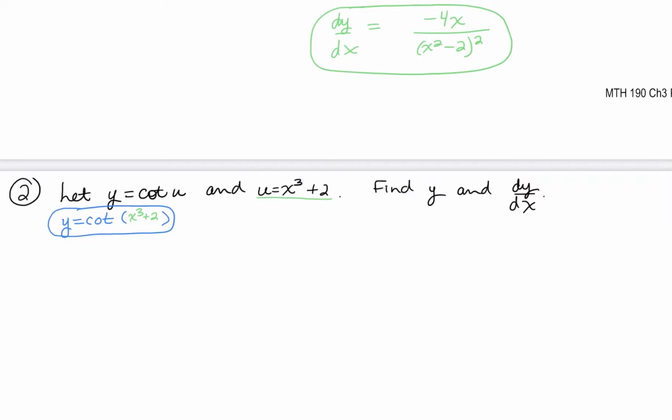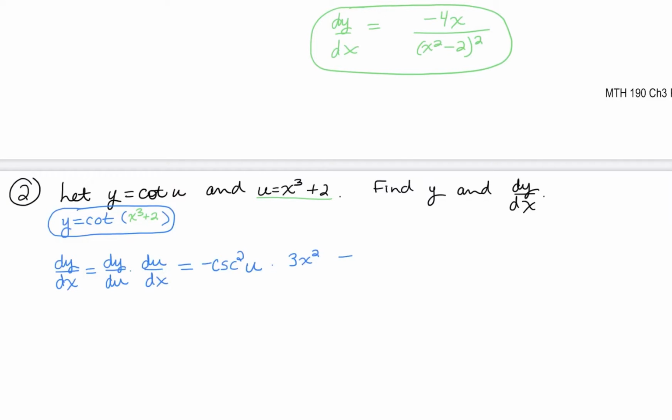Now, in finding dy dx, there's really two different ways you could think about it. If you go back to Leibniz notation, dy dx is equal to dy du times du dx. First we would take the derivative of y with respect to u, which is what you see here. So the derivative of cotangent of u would be negative cosecant squared u. Then I would multiply by the derivative of u with respect to x, which is what du dx says. The derivative of u with respect to x would be 3x squared.